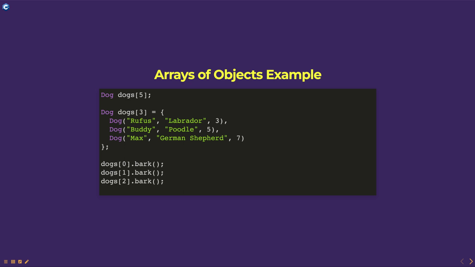You can access the individual elements of the array using square brackets, just like shown in the third line. This would call the bark member function on each of the dog objects in the dogs array, causing each dog to bark.